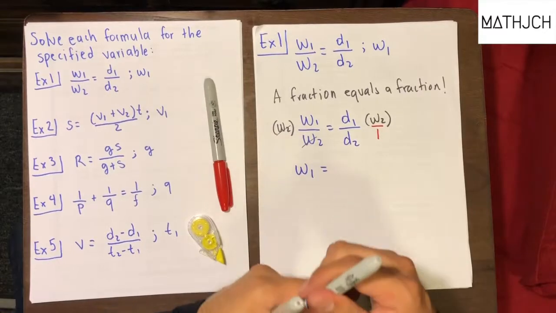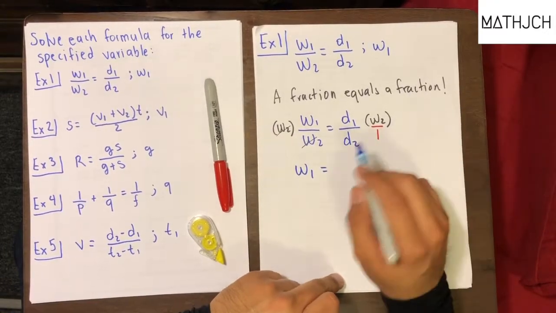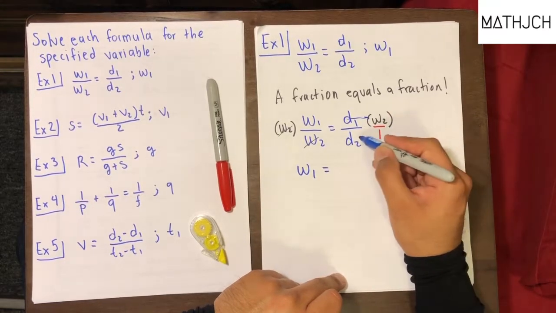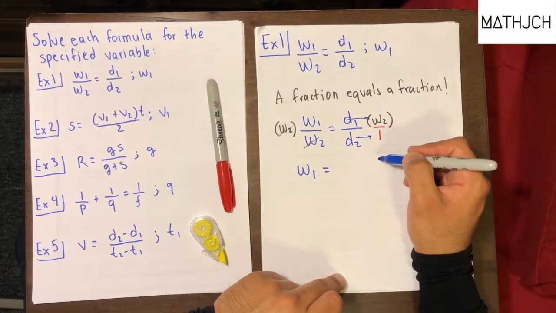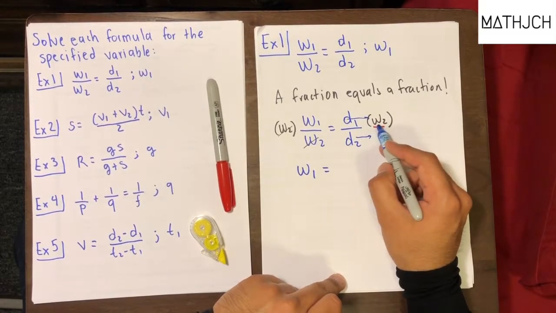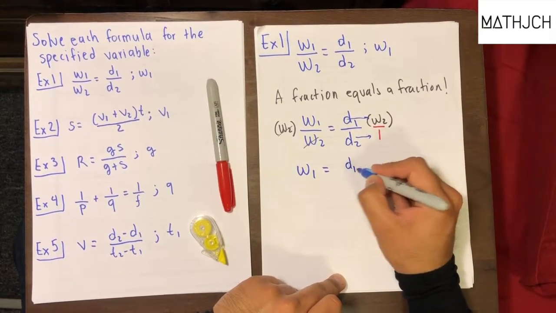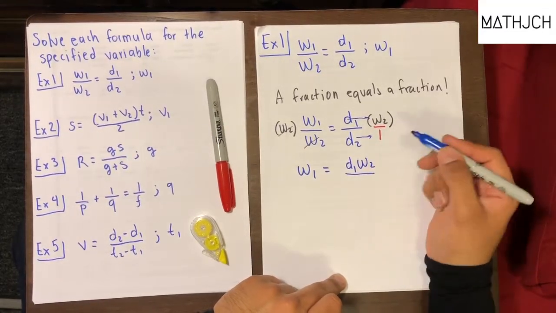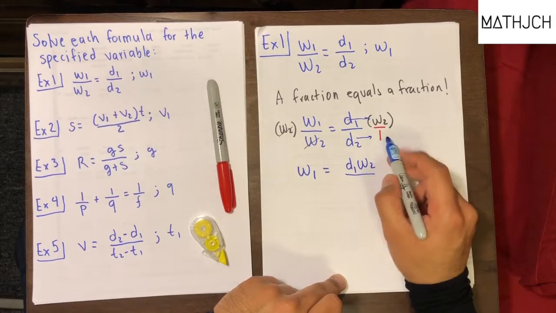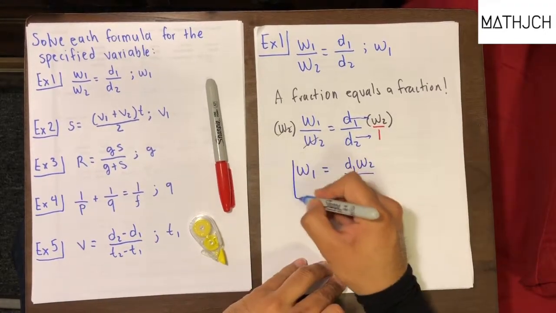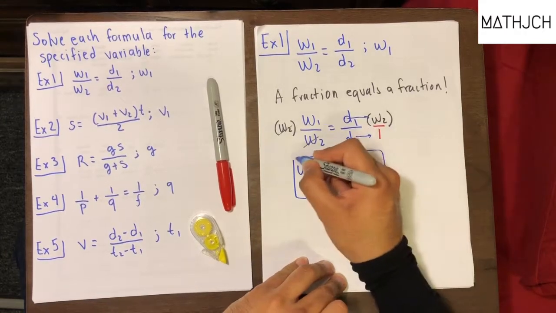So when we multiply fractions, we multiply straight. Numerator multiplied by numerator and denominator multiplied by denominator. So we're going to have D1 multiplied by W2. Since they are variables or letters, they just come together. Divided by the other multiplication, D2 divided by 1, simply D2. And that's gonna be our solution.